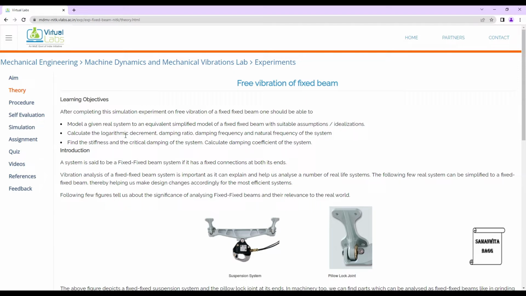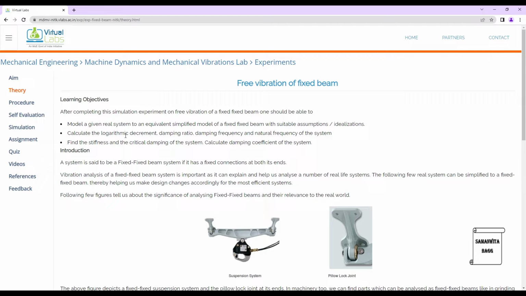After completing the simulation experiment on free vibration of a fixed beam, one should be able to model a given real system to an equivalent simplified model of a fixed beam with suitable assumptions or idealizations. Here, both the ends of the beam are going to be fixed, hence it is called a fixed beam.